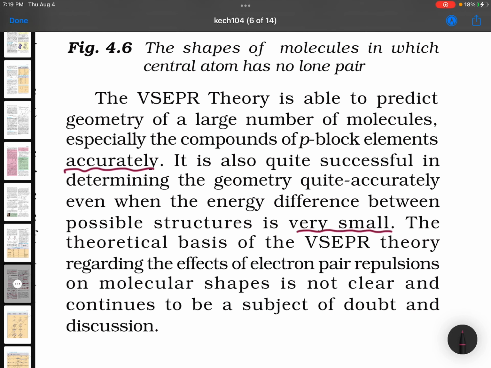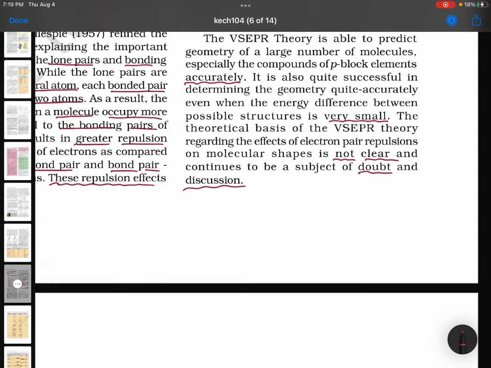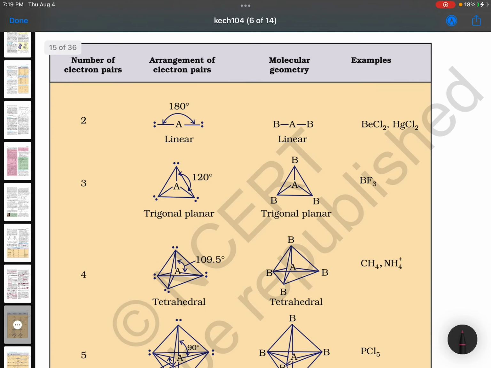The theoretical basis of the VSEPR theory regarding the effects of electron pair repulsions on molecular shapes is not clear and continues to be a subject of doubt and discussion. Okay, so for our question's purpose, you can very comfortably go with this.